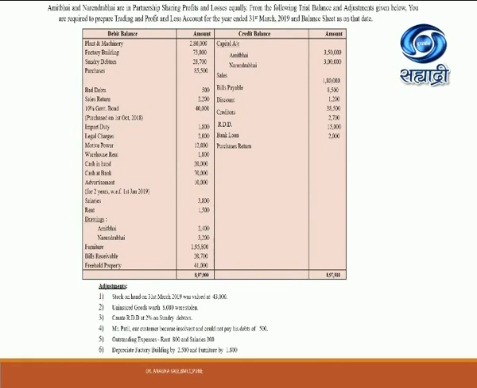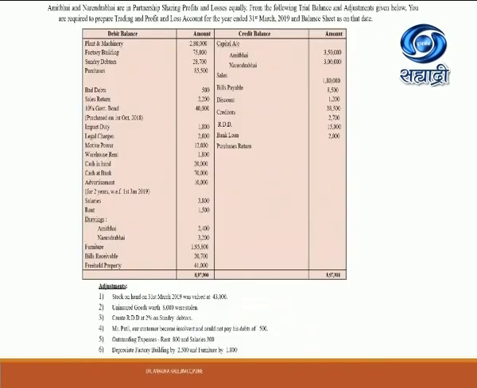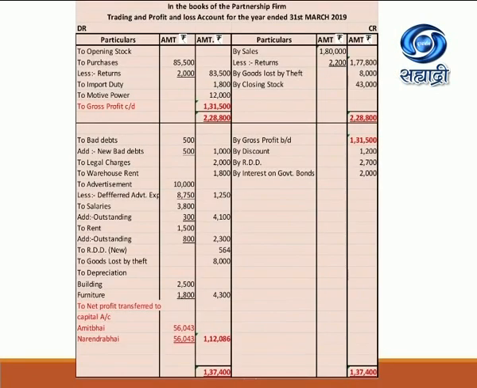Then discount having credit balance. If the discount is having credit balance, it is a gain for us. So profit and loss account, credit side, by discount 1,200. Creditors again liability. So balance sheet liability side, below bills payable, we are having creditors in outer column 38,500.